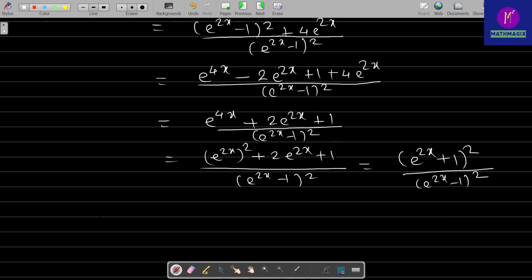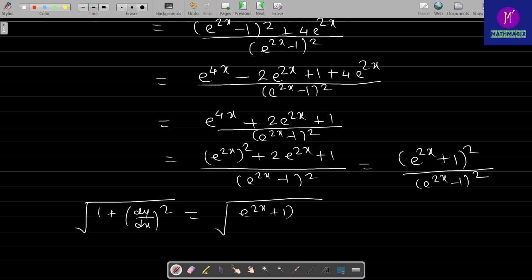So this is the value of 1 + (dy/dx)² that we are getting. And in the formula, we required the square root of 1 + (dy/dx)². That is equal to the square root of (e^(2x) + 1)² divided by (e^(2x) − 1)², which will give you e^(2x) + 1 upon e^(2x) − 1. And we are going to integrate this.